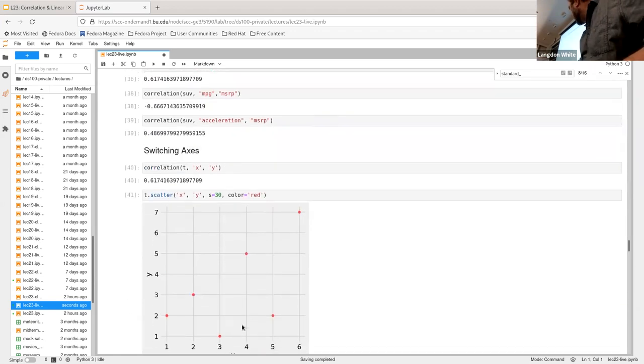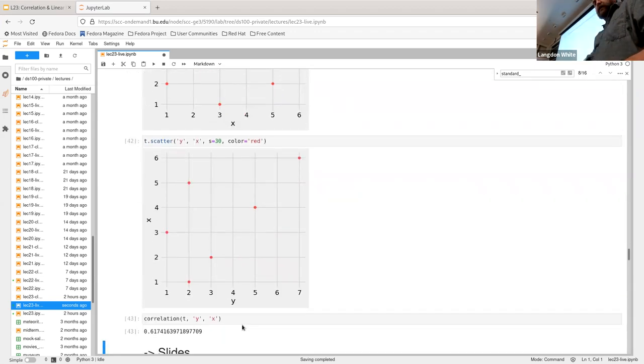Even when we switch the axes around, the R remains the same. All right, this is just a useful piece of data.